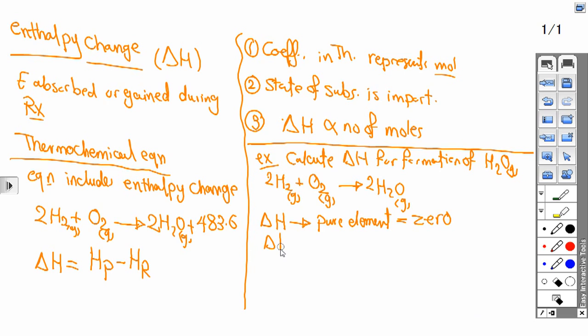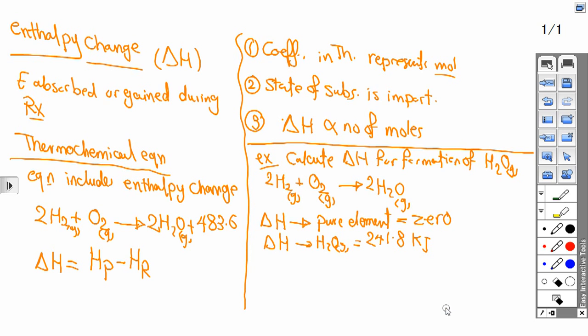Delta H for H2O gas equals negative 241.8 kilojoules.